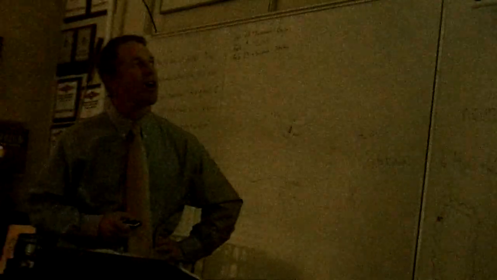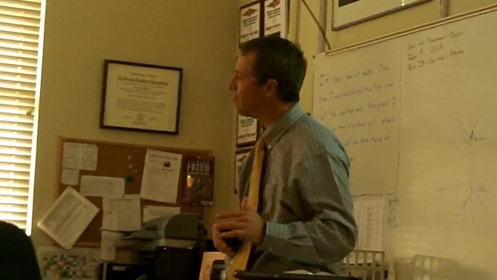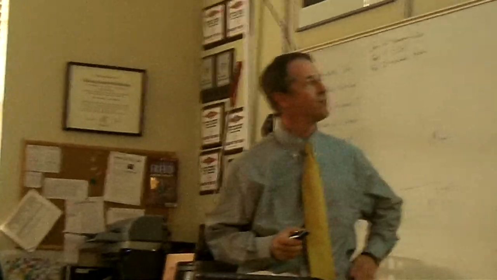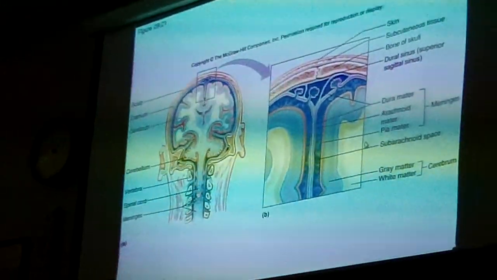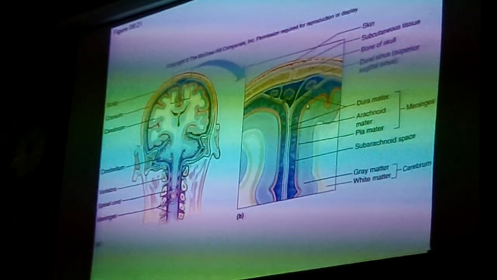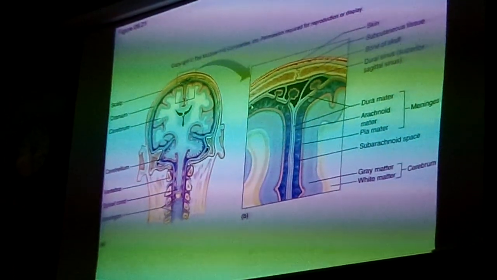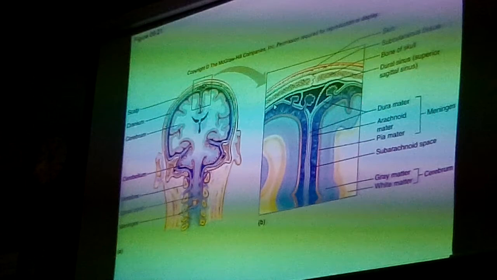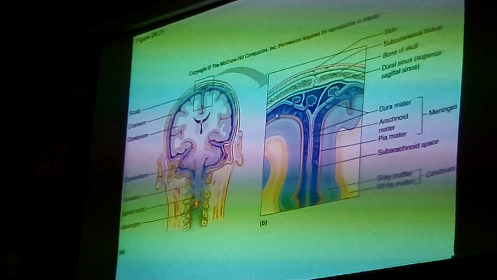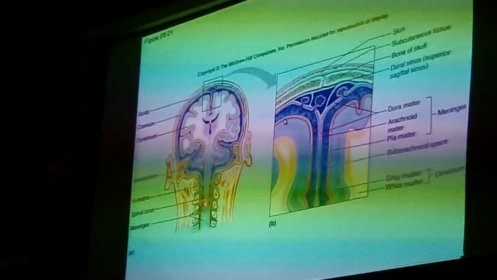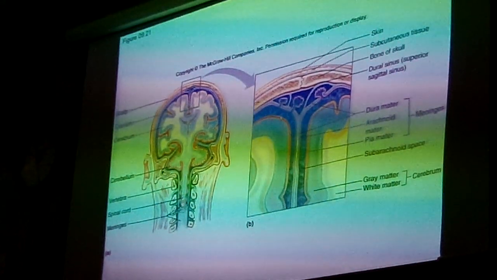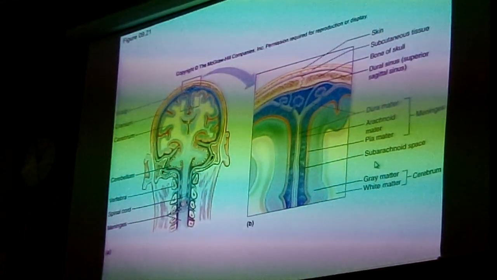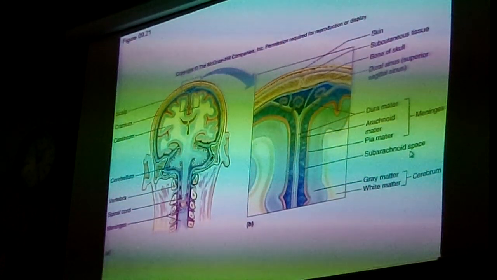The second layer is called arachnoid matter. It's real thin. It looks like spider web. Is that why it's called arachnoid? That's why it's called arachnoid matter. And the third layer is called pia matter. So it goes from outside to inside: dura mater, arachnoid matter, and pia matter. And circulating amongst the arachnoid matter is what we call the subarachnoid space.